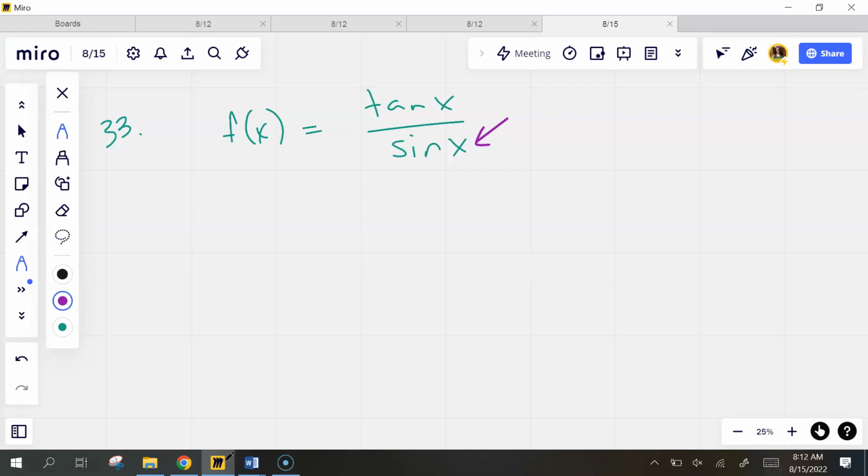So sine of 0 is 0. So when x is 0, where else? Pi. Negative pi and 2 pi. Every pi, in other words, right? I've got to get my brain back in the game.